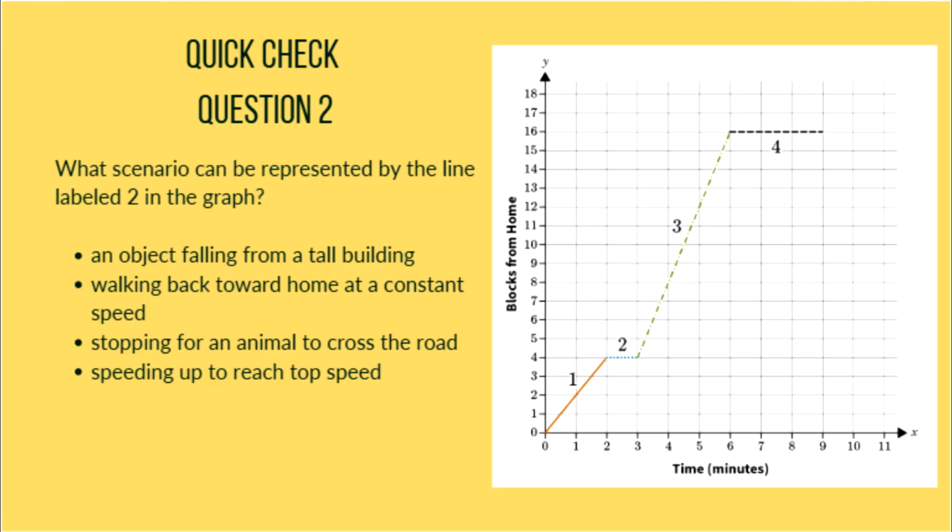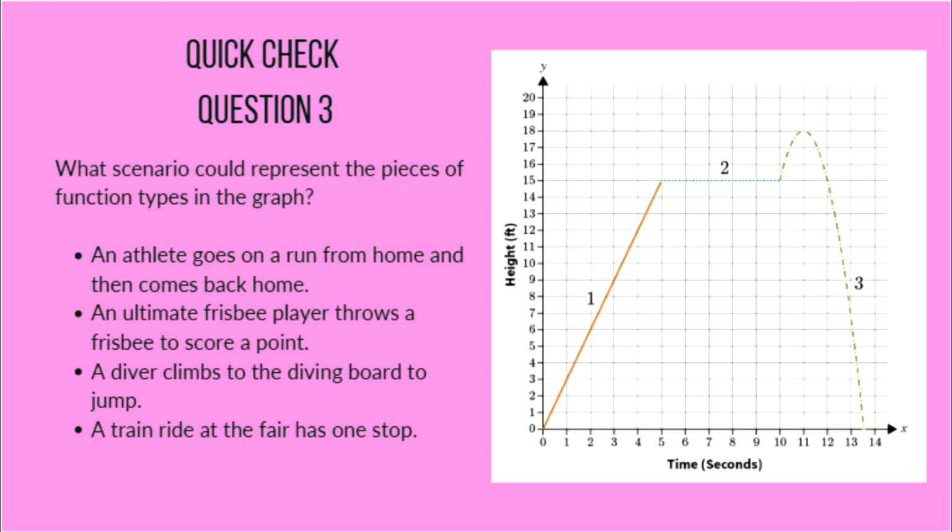Here's quick check question number 2. What scenario can be represented by the line labeled number 2 in the graph? Okay? What's happening right here? What is this? Is there an object falling from a tall building? Are you walking back toward home at a constant speed? Are you stopping for an animal to cross the road? Or are you speeding up to reach top speed? You can do this. Here's quick check question number 3.